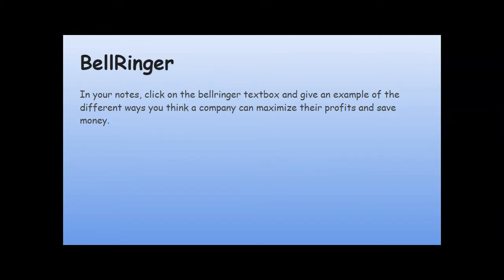Bell ringer. Basically, in your notes, you're going to click on the bell ringer text box and give an example of the different ways you think a company can maximize their profits and save money. This will be 3 examples. But are we all good on bell ringer responses?